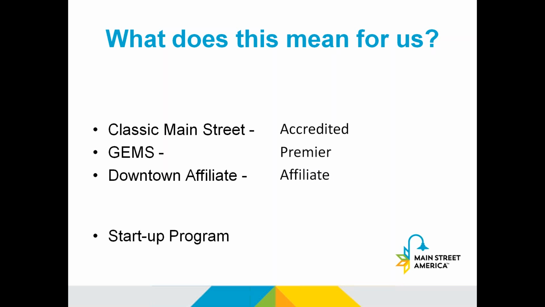And the funny thing about the startup program is that it will actually straddle 2 different tiers depending on what point in the process they're at. Any community that applies for the startup program and comes in as a new city will be part of the Downtown Affiliate tier. They'll be accredited on the affiliate level with the National Center their first year, and then after their first year through the process of becoming a startup program, in the second year they will move to the accredited level.